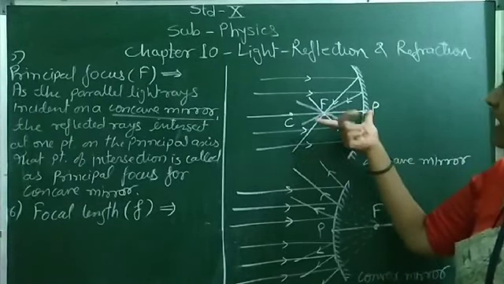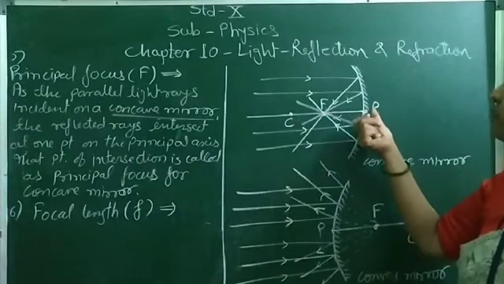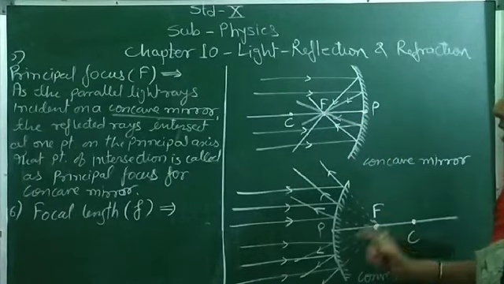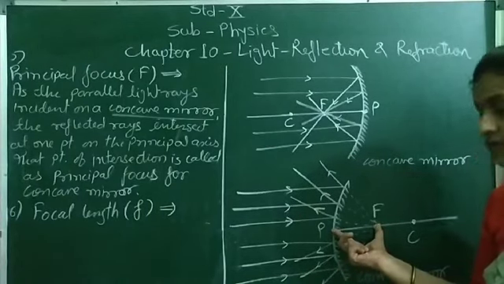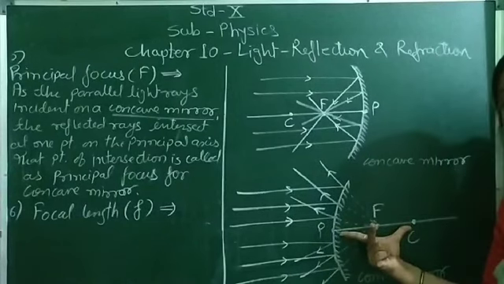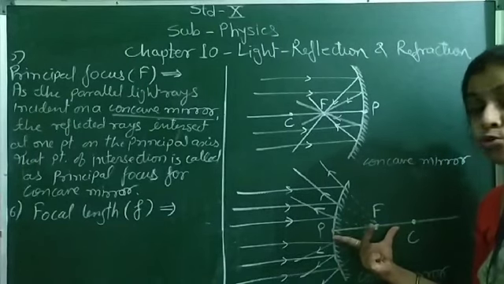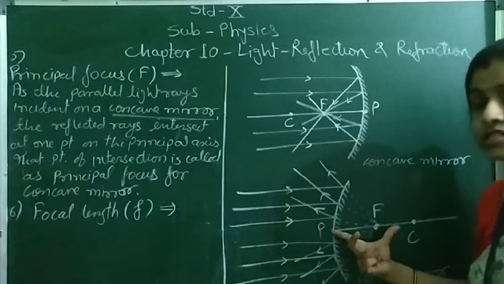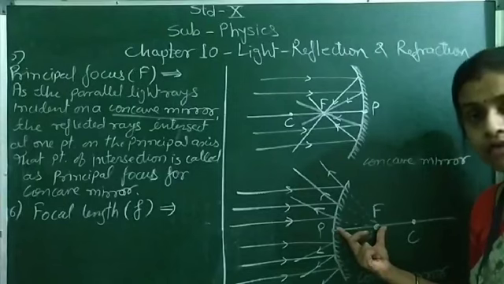The distance between pole and the center of curvature is called the radius of curvature, and the distance between pole and principal focus in both the cases is called the focal length. Here also, in case of convex mirror, the distance between pole and principal focus is the focal length, and the distance between pole and center of curvature is the radius of curvature. So always keep in mind these two distances. Radius of curvature is the distance PC, and focal length means the distance PF.